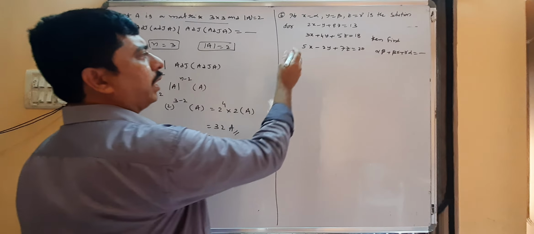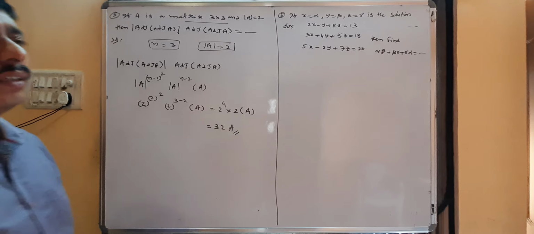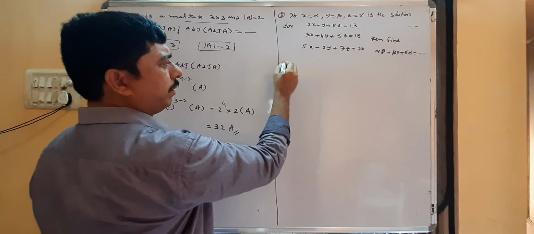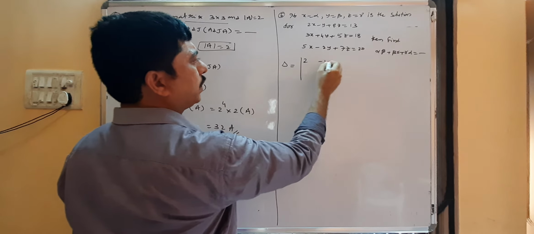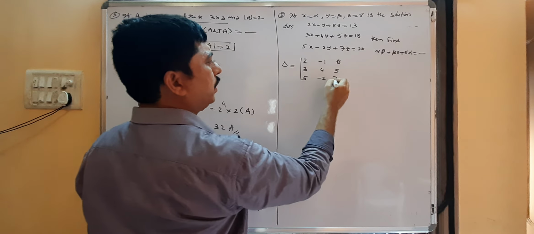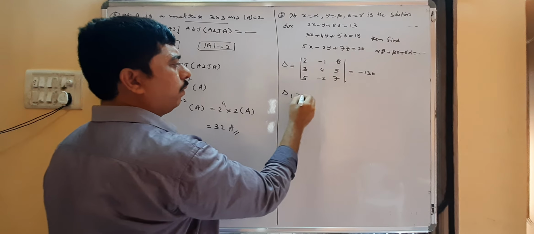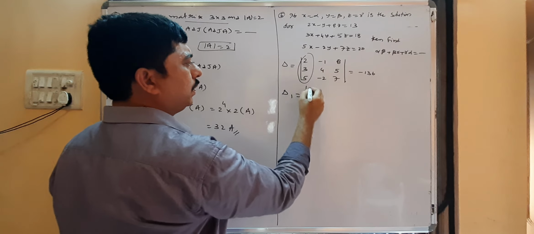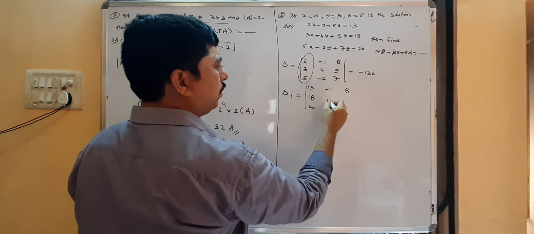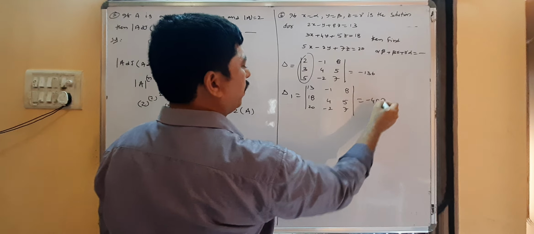Coming to this problem, which is most important in the IP, you have to find the values of x, y, z: x value alpha, y value beta, z value gamma. Similarly, I will follow Cramer's rule. Delta equal to the determinant 2 minus 1 8, 3 4 5, 5 minus 2 7. We get minus 136 as the answer. For delta 1, we replace the first column with the constant matrix 13 18 20. The remaining two columns are the same: minus 1 8, 4 5, minus 2 7. The determinant you have to find is minus 408.